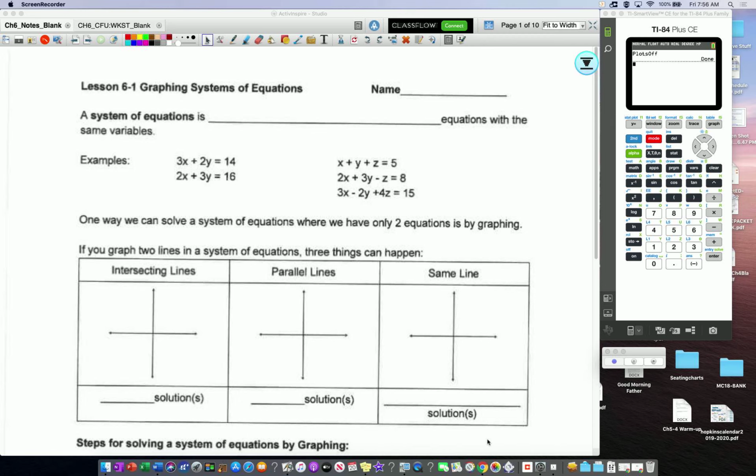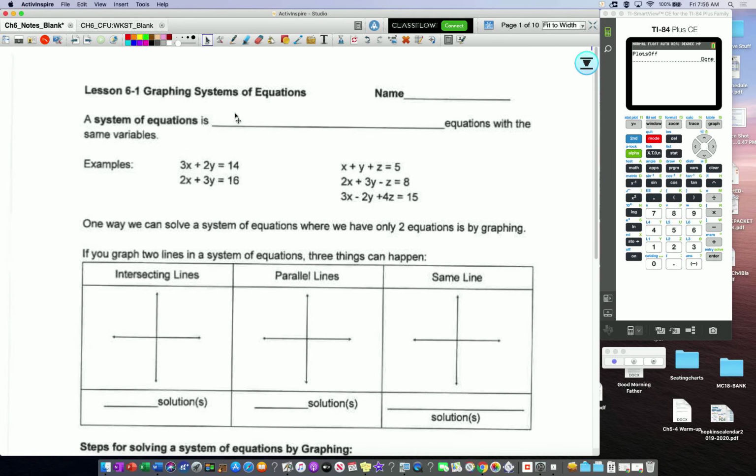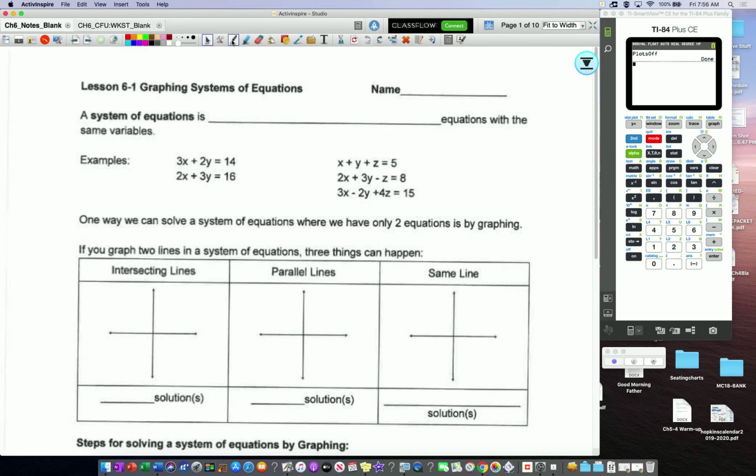So one of the ways that we can solve a system of equations is by graphing. But first of all, what is a system of equations? So in your notes here it says a system of equations is blank. Sorry about that. Forgot to be on pen mode. It is two or more equations with the same variables. So you have two or more equations.